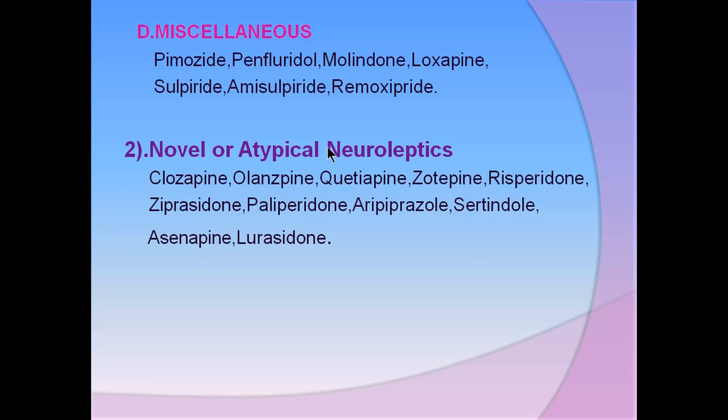Second group, novel or atypical neuroleptics. Examples are clozapine, olanzapine, quetiapine, zotepine, risperidone, ziprasidone, paliperidone, aripiprazole, sertindole, asenapine, and lurasidone.